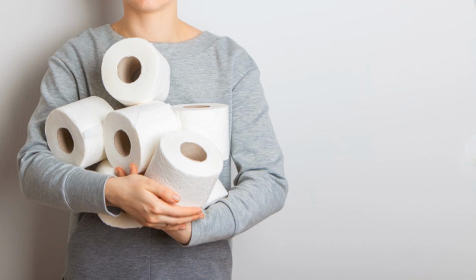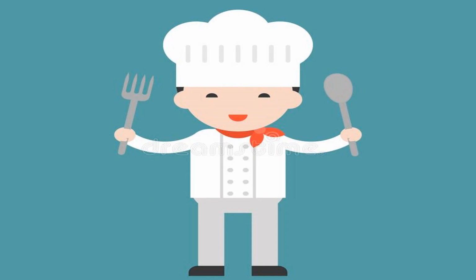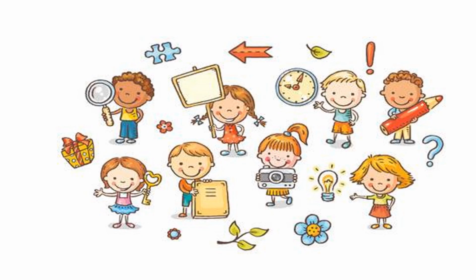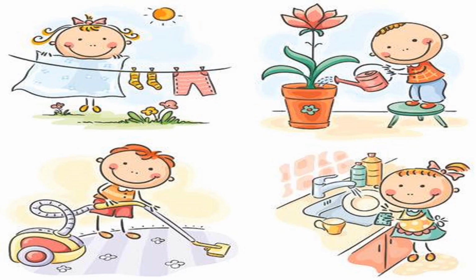Tissue papers can also be put into the categories of light, weak, soft, and dull. A silver spoon can be put in the categories of heavy, hard, shiny, strong, and smooth. Today, we have learned about the different properties of materials and sorting the materials into different categories.